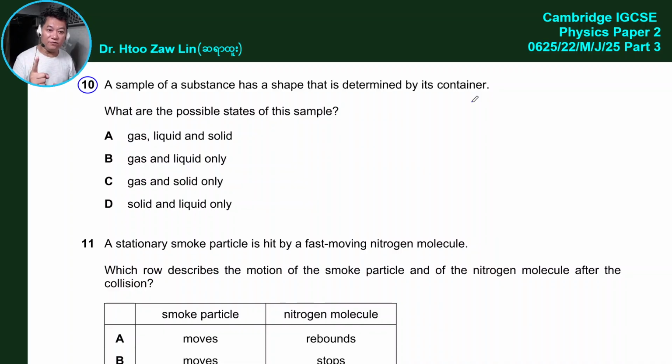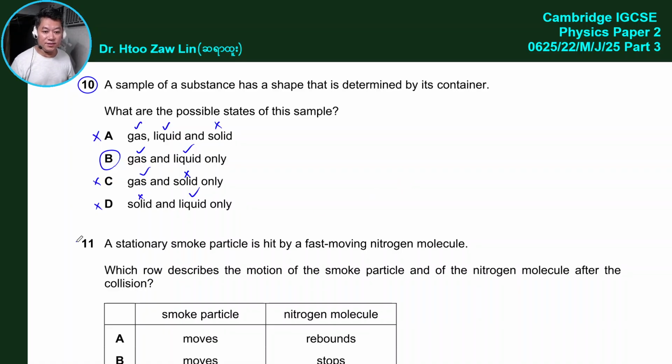So the state of the sample must be gaseous state or liquid state, not solid state. So this one is not correct. Gaseous state, liquid state only. Yes, correct. Gaseous state, solid state, no. So incorrect. Solid state, no. Liquid, yes. So incorrect. So the correct answer is B.